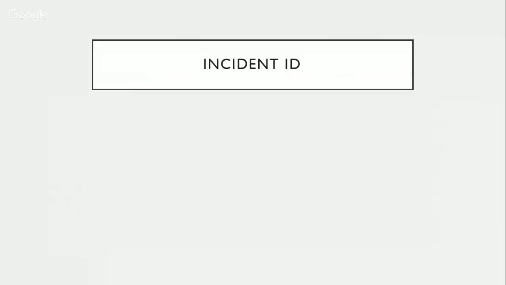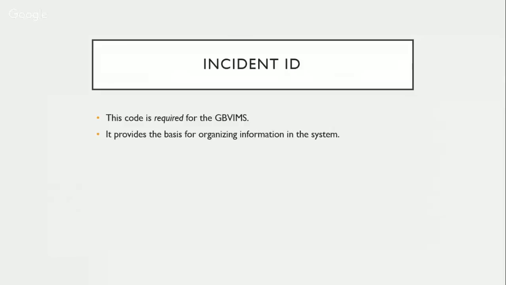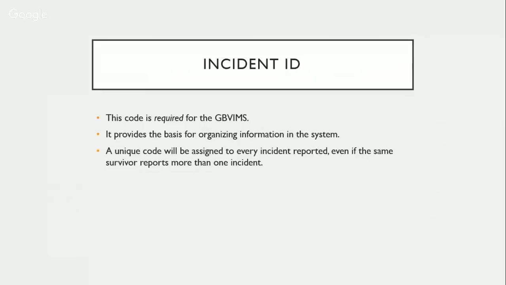Next, we have the incident ID. This code is required for the GBVIMS. It provides the basis for organizing information in the database, and the database won't function without it. This is a unique code that's assigned to every incident reported. So even if a survivor comes in to report multiple incidents over time, each one will have a unique incident ID. You can think of it as each intake form, which represents one incident, has a new incident ID. So there should never be multiple intake forms with the same incident ID.